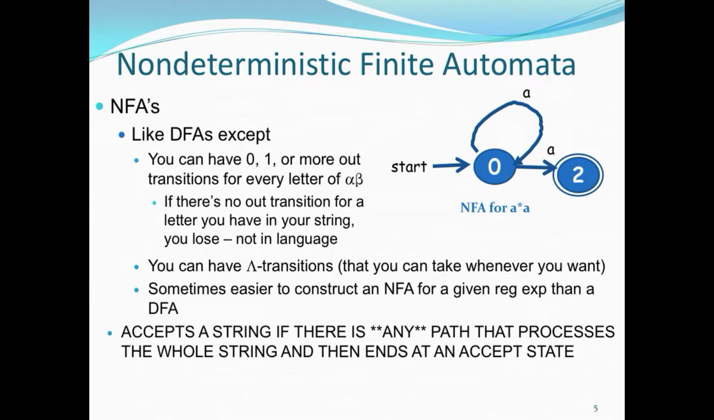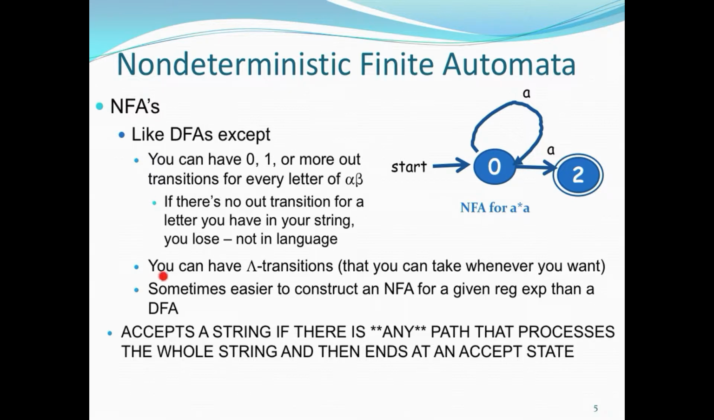And the magic of non-deterministic finite automata is, they're almost exactly like DFAs, except the hard rule that you have to have exactly one out transition for every single letter is gone. You can have 0 out transitions for a given symbol. You can have 1. You can have 23. Doesn't matter. So an NFA is like a DFA, except you can have 0, 1, or more out transitions for every letter of the alphabet. And if there is no way you can move, there's no out transition for a letter you have in your string, it's not in the language.